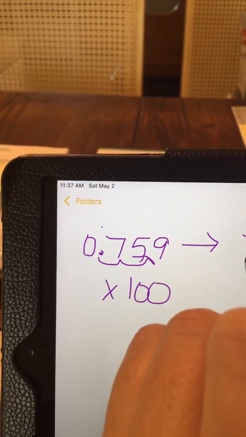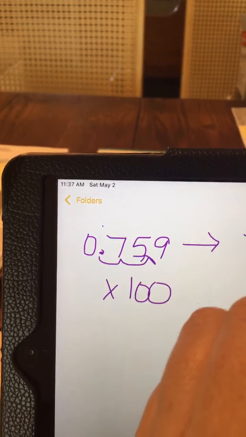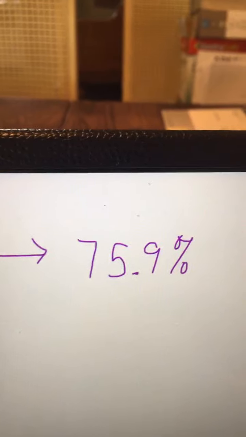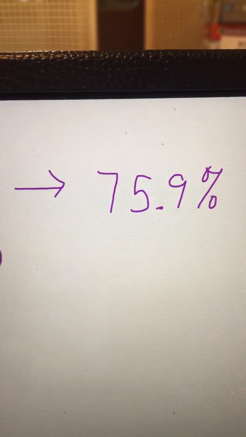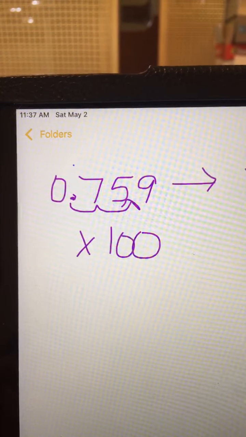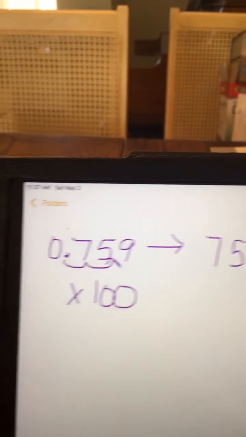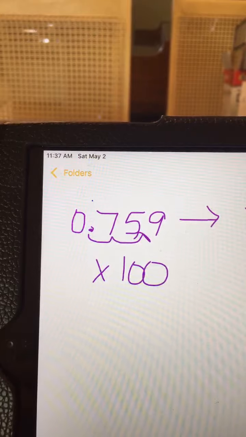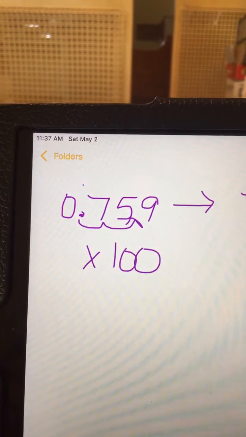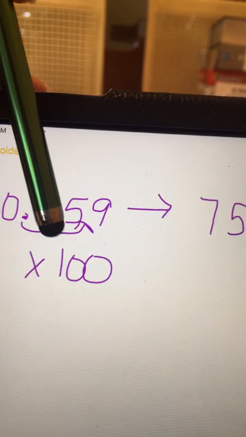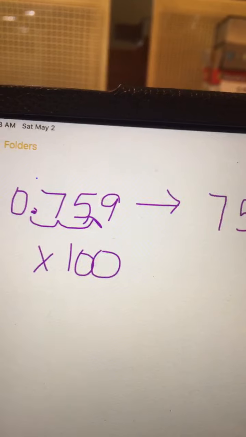And then you have 75.9%. So that's the quicker way. When you want to change a decimal to a percent, you multiply your decimal by 100, but you don't even have to get your calculator out, because when you multiply by 100, you're just going to be moving the decimal point over 2 places to the right. So let's give it a try.